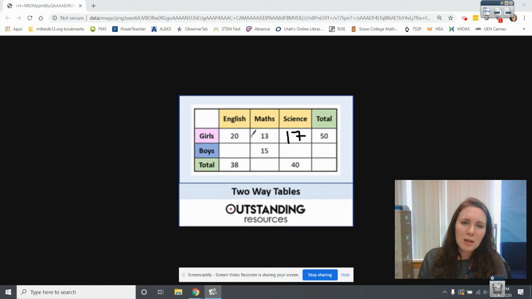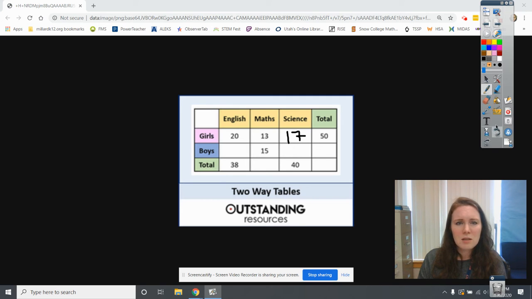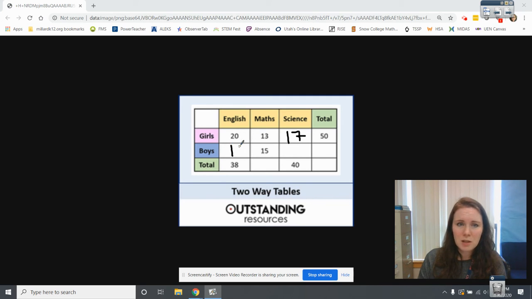But if we look at this column right here, we know that a total of 38 people, boys and girls put together, chose English as their favorite subject. Well, 20 of those people were girls. So if I have 38 people, I take away 20 girls, then I am left with the number of boys who chose English as their favorite subject. So all you have to do is 38 minus 20, you get 18 boys have English as their favorite subject.